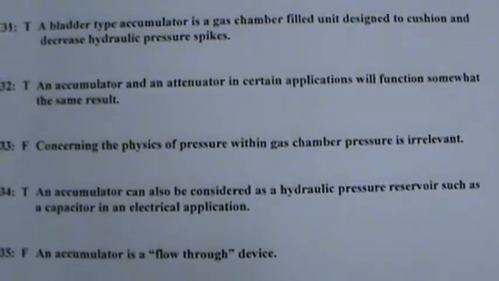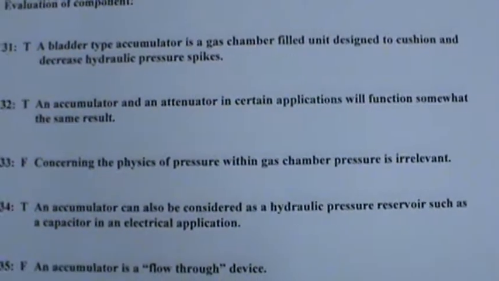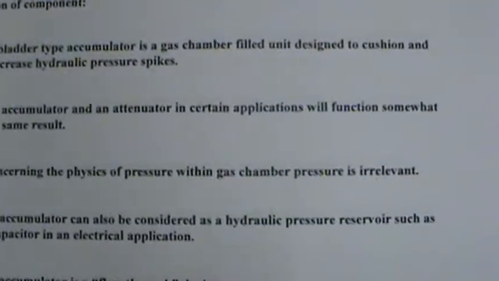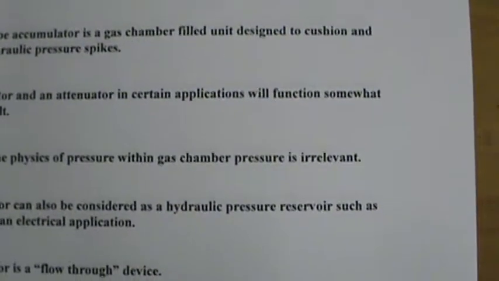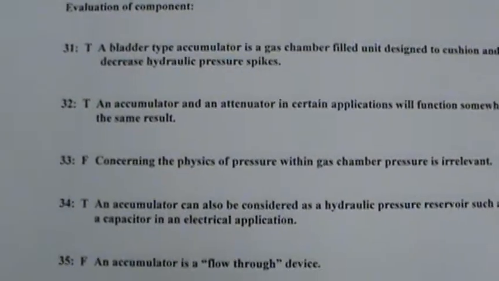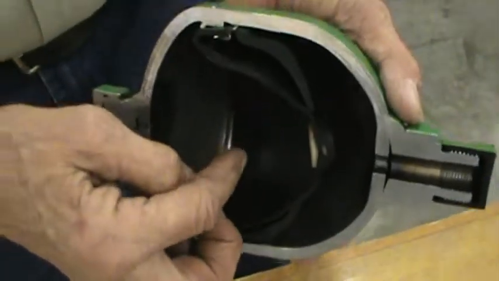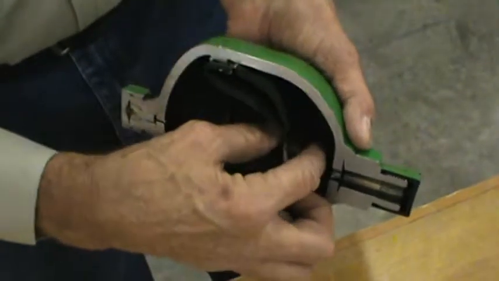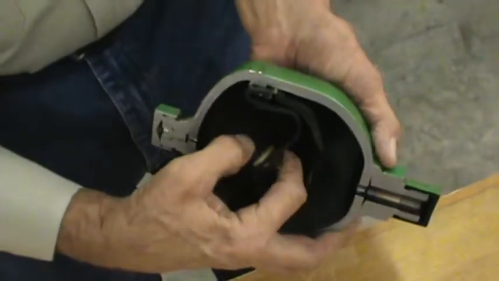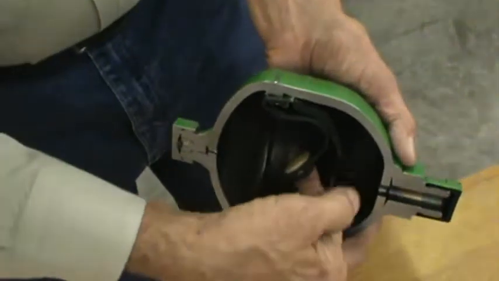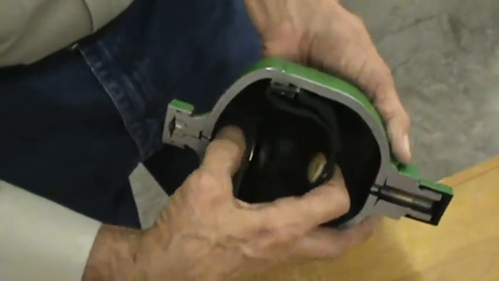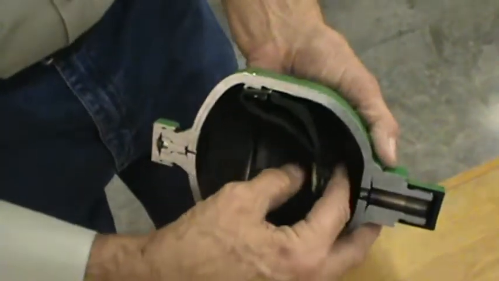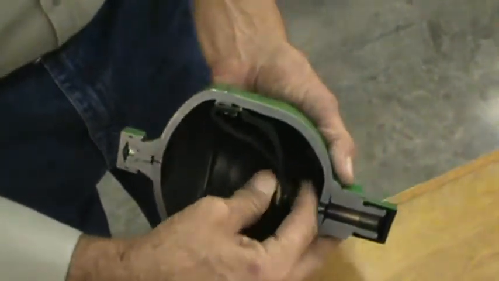Okay, the next question. Concerning the physics of pressure within the gas chamber, pressure is irrelevant. That's false. Because if you have low pressure within this chamber, you have X amount of hydraulic pressure here. If you have low pressure in here, it's going to fill up more of this chamber, and you will not have the cushion or the pressure in here to correctly dampen the hydraulic spikes.